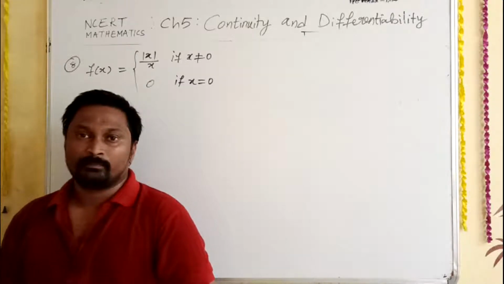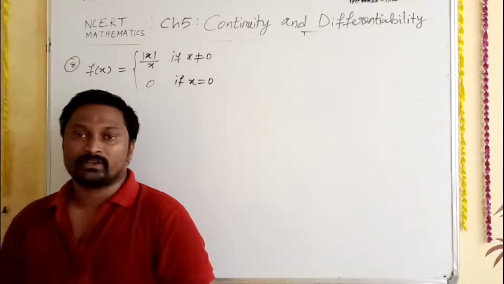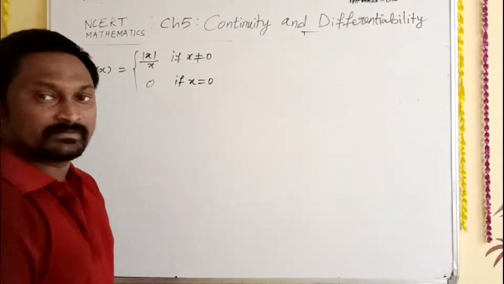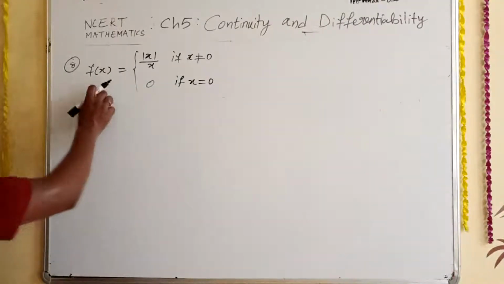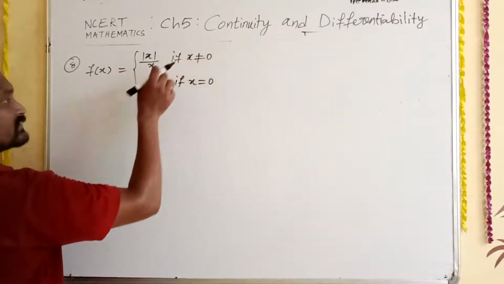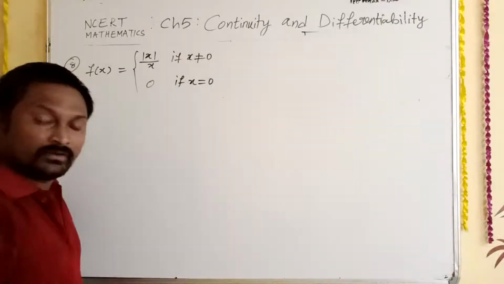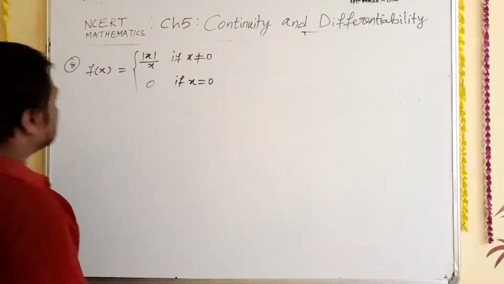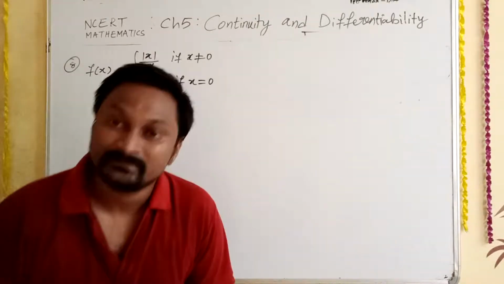All right, I am not getting a response from you all. I hope you want this, right? So let me explain to you now. Now this is your f of x equal to modulus x upon x if x is not equal to 0, and 0 if x is equal to 0. So let us redefine. Okay, Kusum said no, sir. What about Vinod?